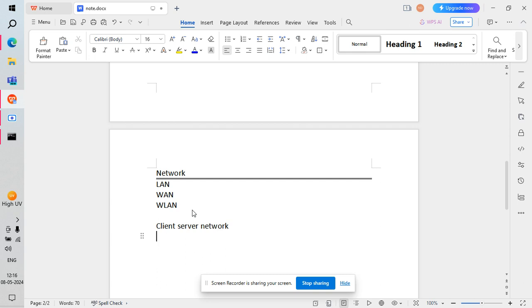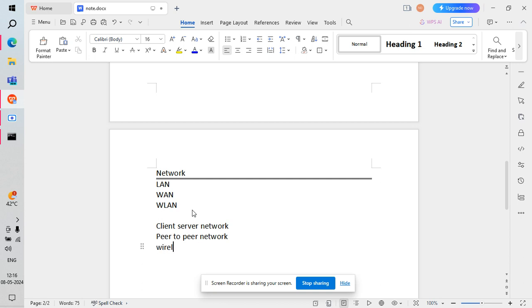And the next one is peer-to-peer network, P2P. In a P2P network, all devices have equal status and can act as both clients and servers. This model is commonly used for file sharing, where each device can share files directly with other devices on the network.